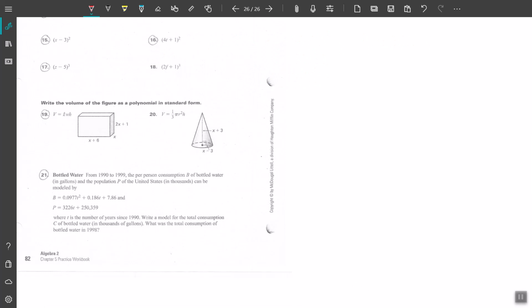Now, number 17, the cube of a binomial actually has a pattern as well. Just like 15 and 16 follow a square binomial pattern, the cubed binomials also have a pattern that they follow. It's a little more challenging to memorize, but it looks like this. So a minus b cubed. Once you've identified your a and your b, then it's going to follow this pattern right here.